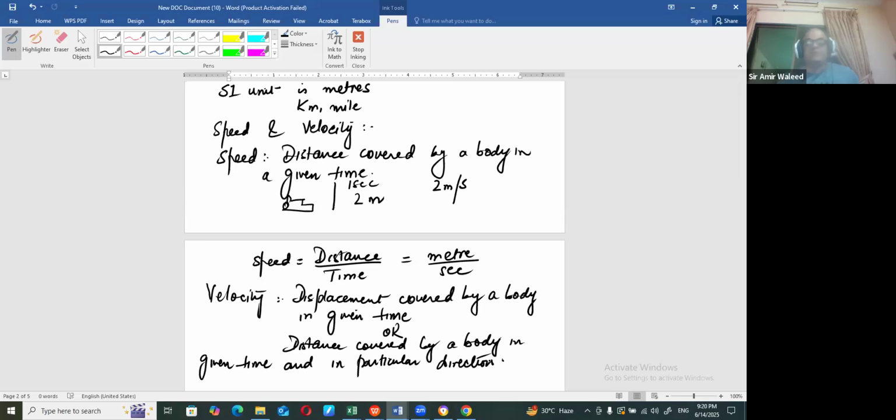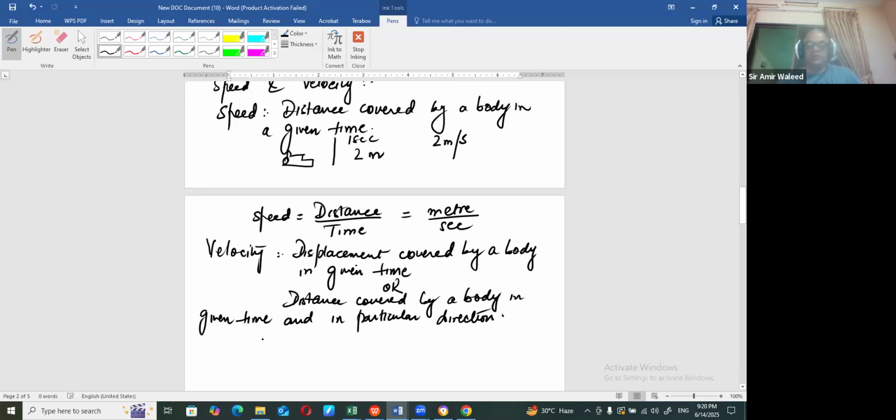So if any person is traveling 2 meters with the speed of 2 meters per second in a north direction, it means it's not a speed with which he or she is traveling, but rather it's a velocity. Okay. The unit is also same for the velocity as well. It's the same meters per second. Right.